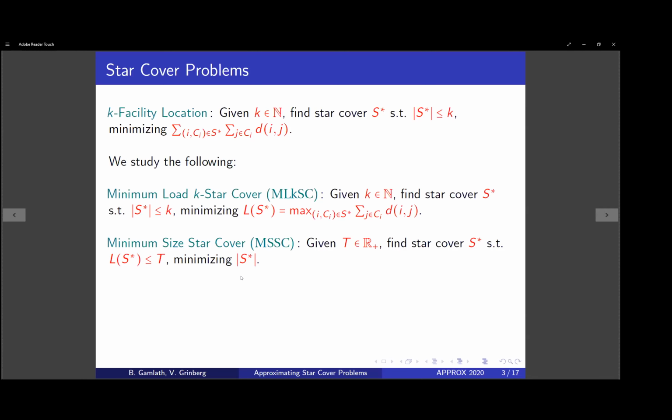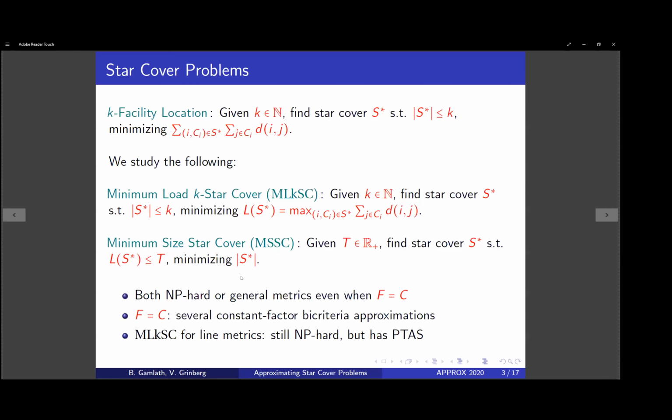We are studying different problems in our work. We call them the minimum load k-star cover and minimum size star cover problems. The first problem is the following. We are given a number k, and we need to find a star cover of size at most k, minimizing its load, so minimizing the maximum load of the stars included in the cover. Minimum size star cover is basically a reflection. We are given a load bound T, a real number, and we need to find a cover of load at most T, minimizing its size. So we just swap the bounded and minimized quantities.